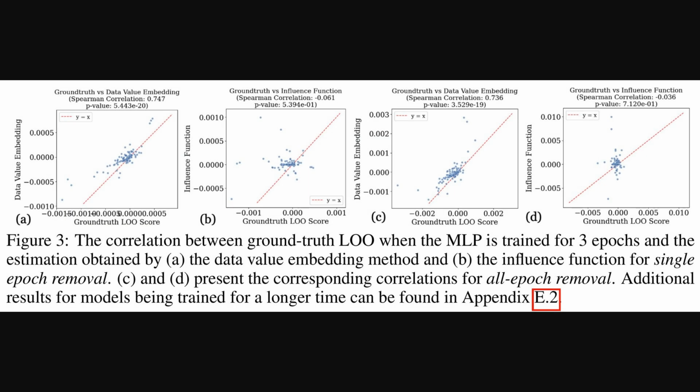Okay, so Figure 3 provides some nice empirical validation for the DVEmb approach we just discussed. It directly compares their method, DVEmb, and traditional influence functions against the actual ground truth leave one out scores for an MLP. Well, you can see in plots A and C, DVEmb shows a strong correlation around 0.74. But look at plots B and D. The influence functions show almost no correlation. This really highlights how DVEmb accurately captures that trajectory-specific influence.